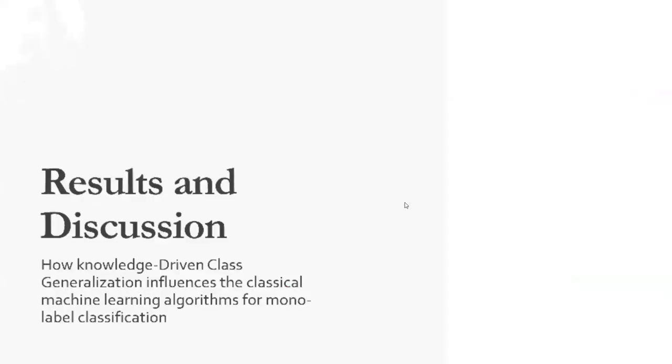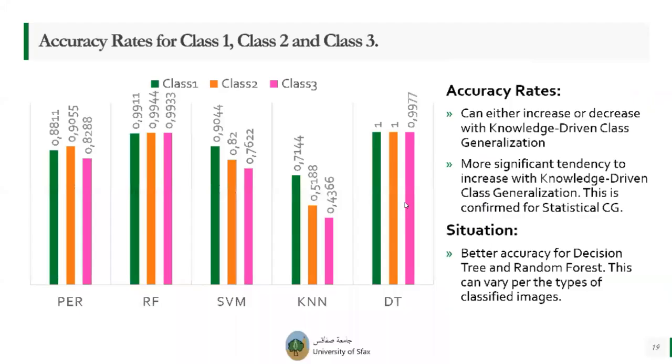Okay, as we explained the methods that will be used for our work, let's now move to the results and discussion. When computing the accuracy rate for class 1 dataset, class 2 dataset, and class 3 dataset, we find out that the accuracy rate can either increase or decrease with knowledge-driven class generalization, with a more significant tendency to increase with knowledge-driven class generalization.